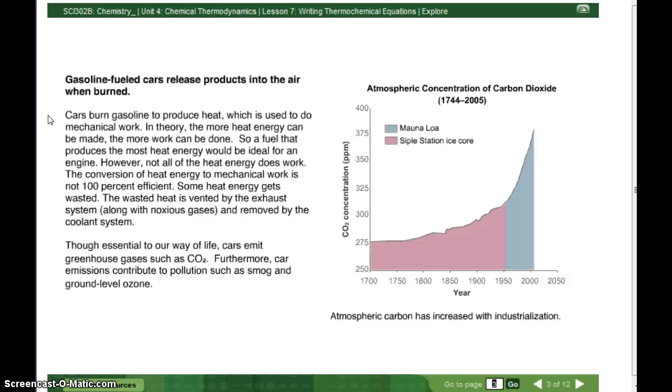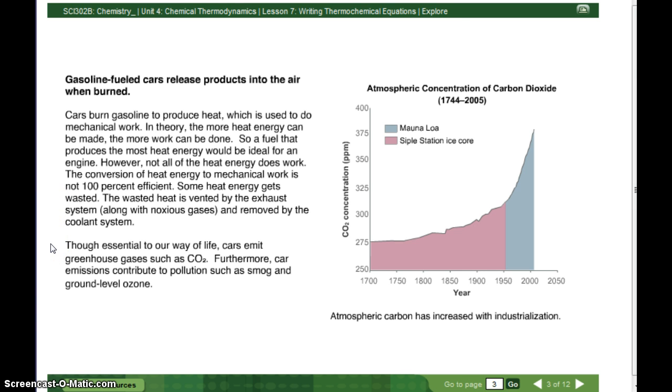And you can think of that too. The car gives off heat that's not used to move it. So there's lots of basically wasted energy, and that's what this sentence is talking about. The conversion of heat energy to mechanical work is not 100% efficient. Some heat energy gets wasted. The wasted heat is vented by the exhaust system, along with noxious gases, and removed by the coolant system.